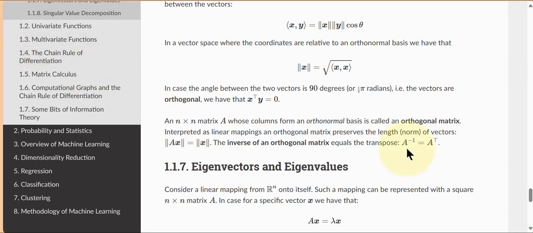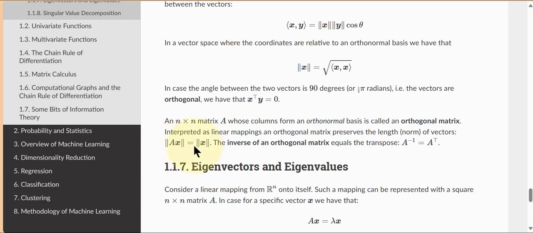Okay, but anyway, an orthogonal matrix, and we didn't talk about this, but an orthogonal matrix has an interesting property, and that is that it preserves the length, or the norm, of vectors. What does that mean? It means if you take a vector and you multiply it by an orthogonal matrix, you will of course get a new vector out, but one thing that will happen if the matrix is orthogonal is that the length of the output of this new vector will be the same as the length of the original input vector.